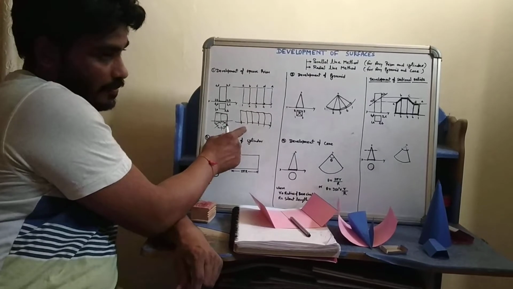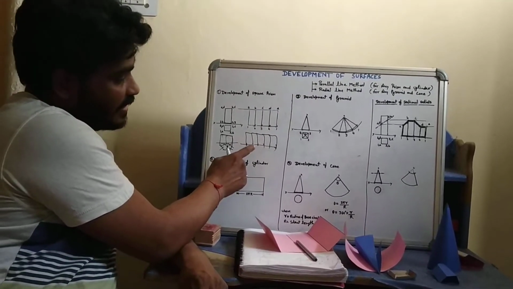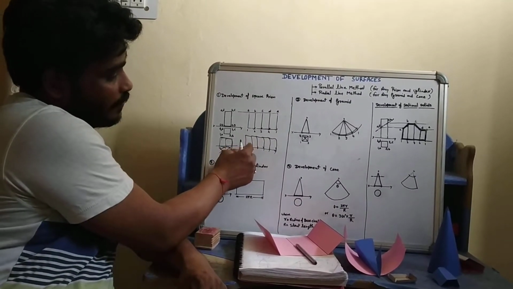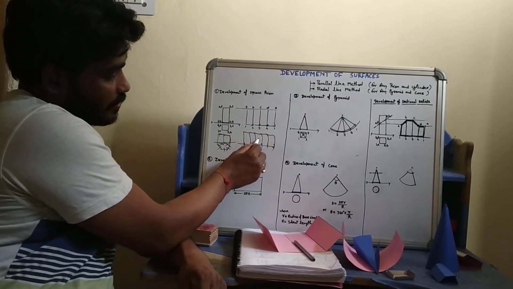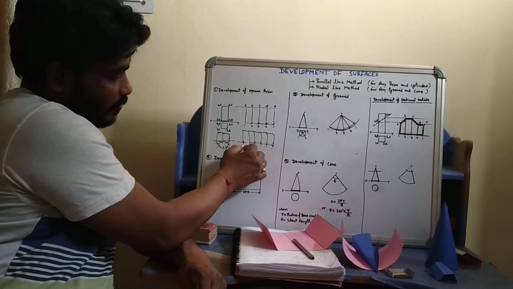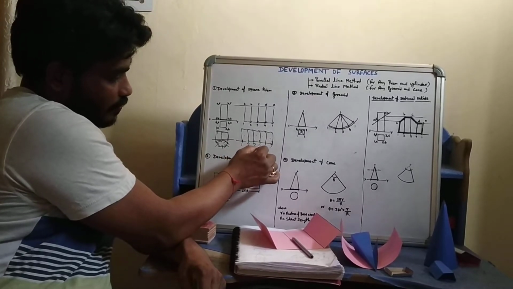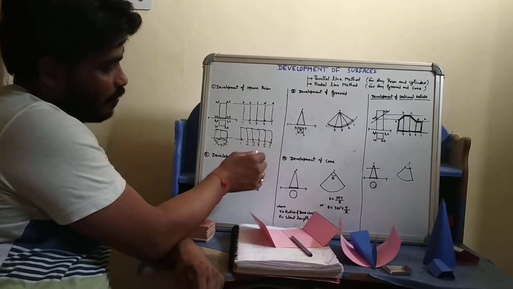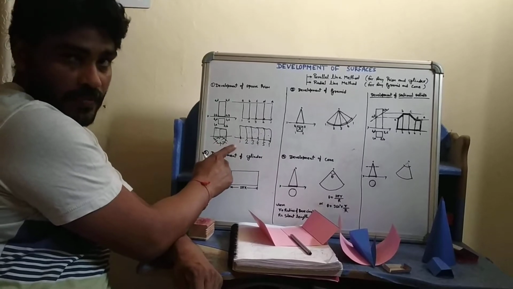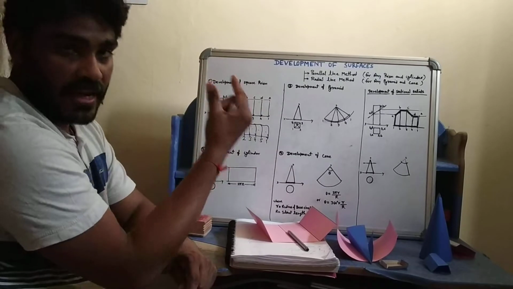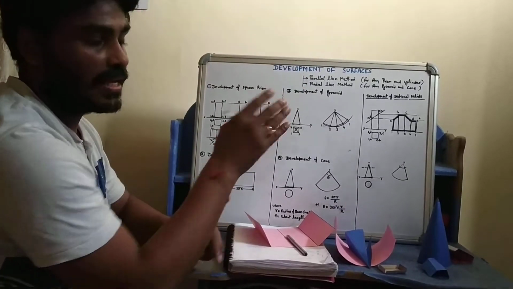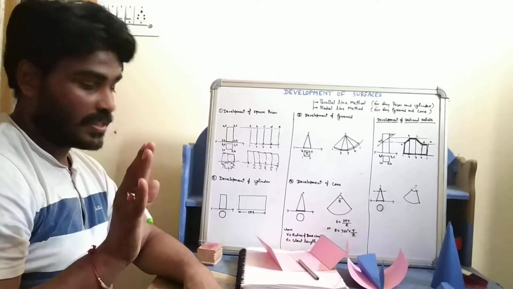If this solid is a pentagonal prism, in that case we will have 5 rectangular faces. First face, second face, third, fourth, fifth. 1, 2, 3, 4, 5 and once again 1. If there is a hexagonal prism, in that case we will cut it 6 times, because in case of hexagonal there will be 6 faces. I think you are getting my point.